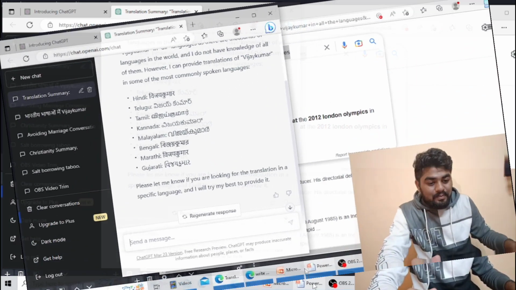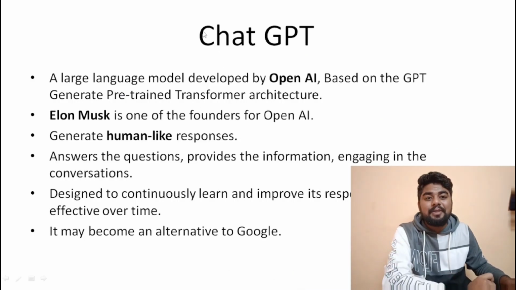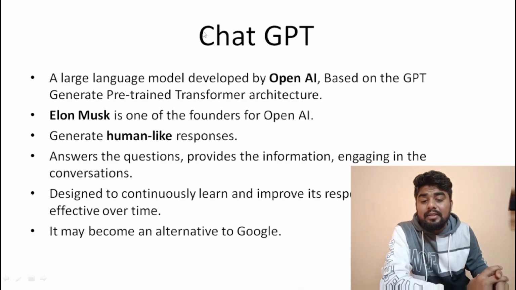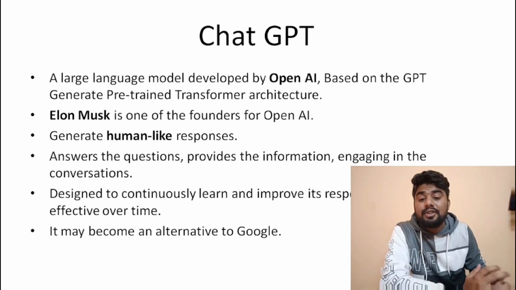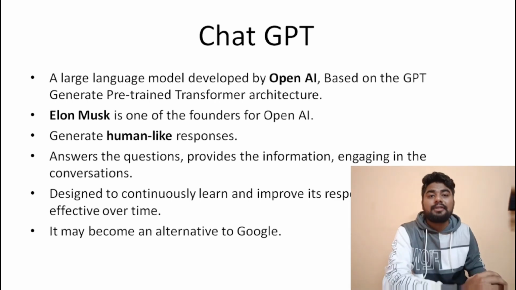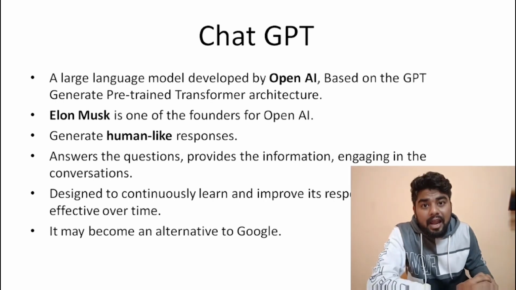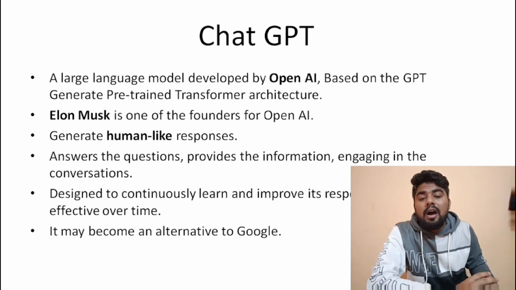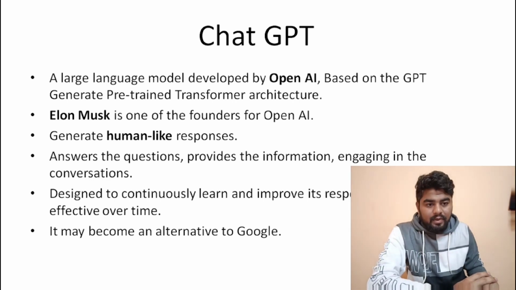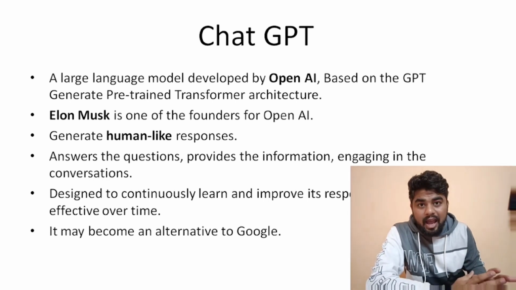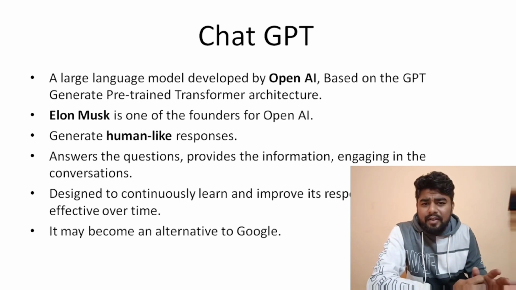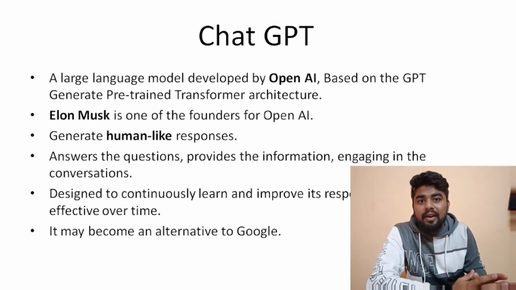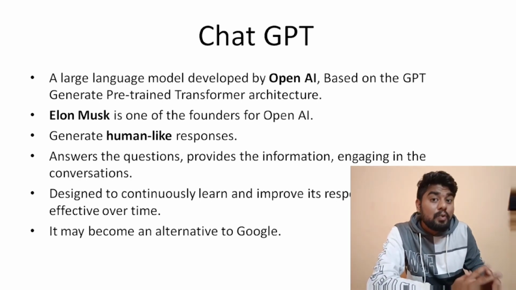Okay. So ChatGPT is a large language model developed by OpenAI based on the GPT, that is, generative pre-trained transformer architecture. So this is an AI tool, guys, an artificial intelligence tool developed by OpenAI. OpenAI is an institute where a lot of engineers and a lot of scientists sit together and develop artificial intelligence and develop these types of tools, guys.